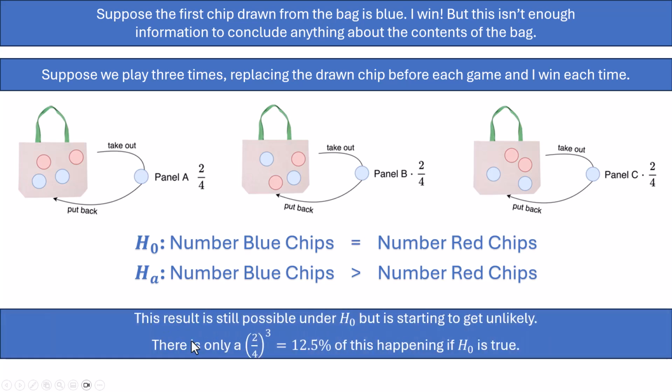So we've calculated this here. The result is still possible under the null hypothesis, but it's starting to get a little bit unlikely. There is only a 2 out of 4 to the third power chance, which is how you would calculate this, or a 12.5% chance of this happening if the null hypothesis is true. So a little bit unlikely, but probably not unlikely enough to discredit the null hypothesis.